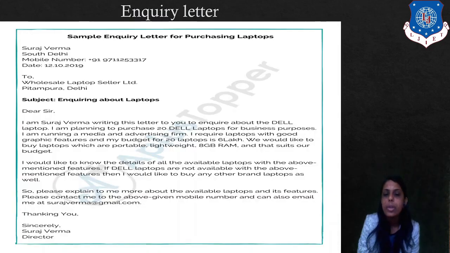So you can see here there is a sample of an inquiry letter. Here the block layout format is utilized. See, everything is left-hand side aligned. First is the sender's address, then there is the receiver's address. The date is there in between, but the format of the date is wrong. Don't use this format. I've just given you the example of an inquiry letter.